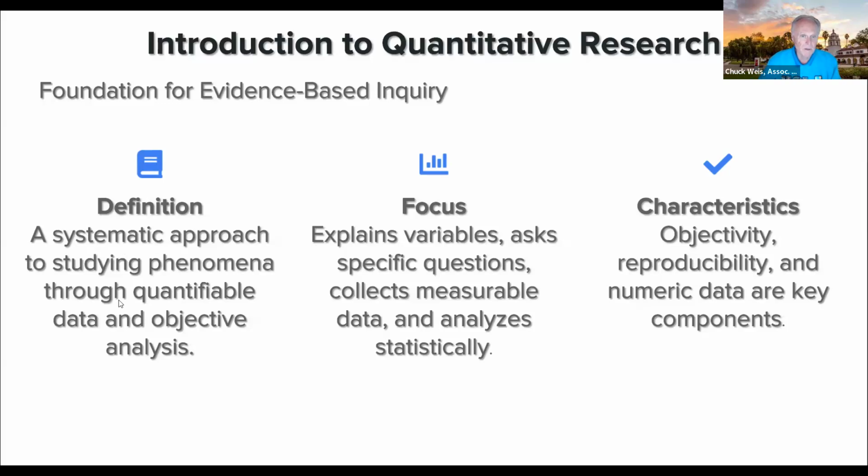You can actually start with qualitative data and convert it to numbers using a Likert type scale or something like that. Likert type scale. I should have said that correctly. The focus of it is explaining variables and asking specific questions, collecting measurable data, and then analyzing that statistically. And the characteristics of quantitative research is supposedly it's objective, reproducible, and it has numeric data as key components.